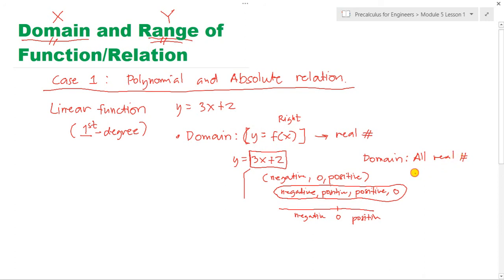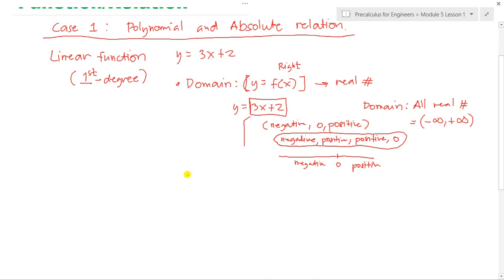Even if you input pi, negative square root of 2, or positive square root of 2, as long as it is not imaginary, which is the square root of a negative number. Even Euler's number, the answer is a real number. Therefore, the domain is all real numbers, and in interval notation, that is from negative infinity to positive infinity.